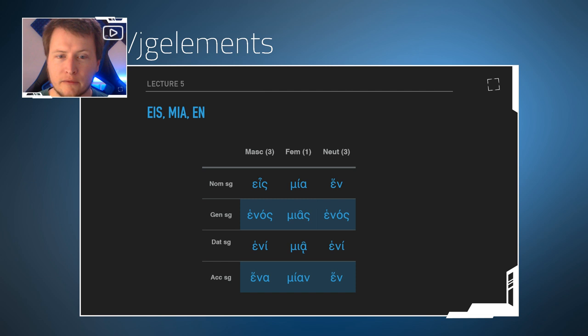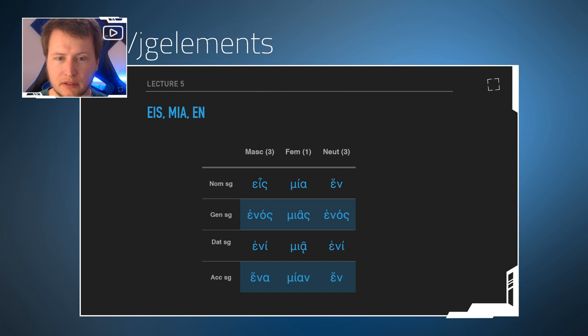In the genitive singular, ἑνός. Dative singular, ἑνί. Accusative singular, ἕνα. Now, it is third declension. So you see the endings here. There is no plural. Ones? That doesn't make sense. So it's just one, in terms of your translation.